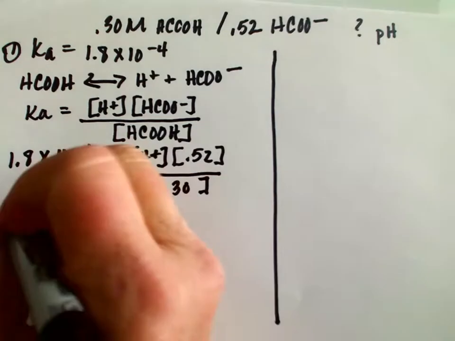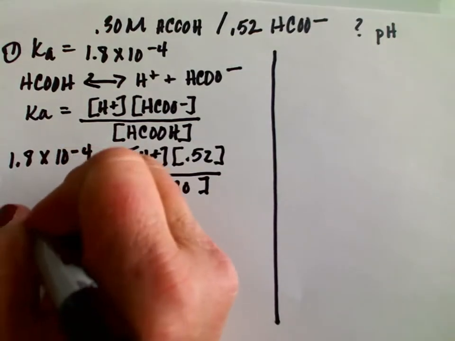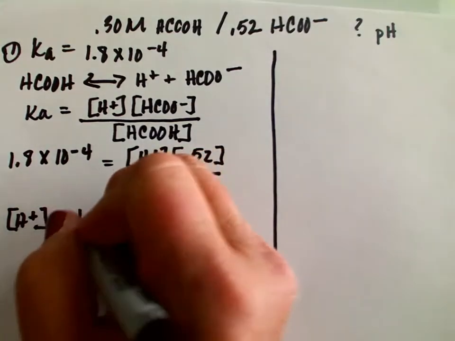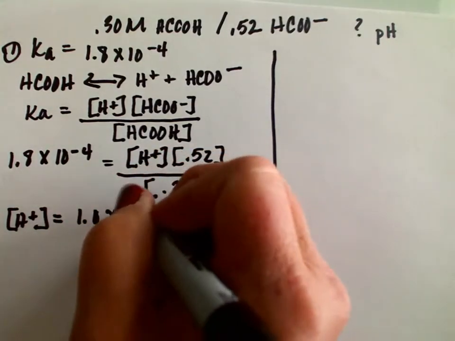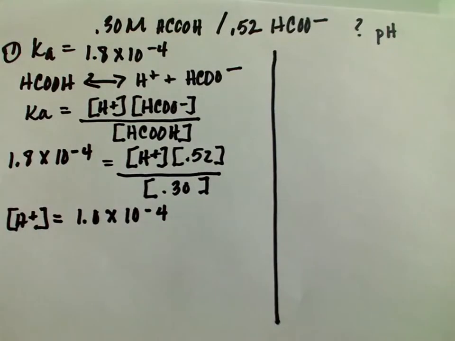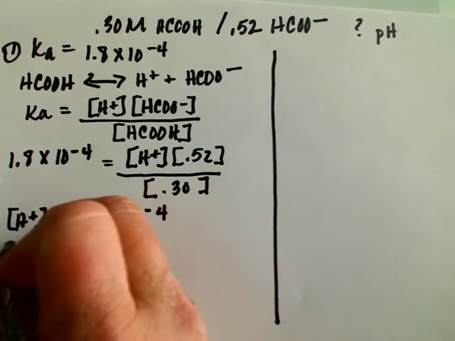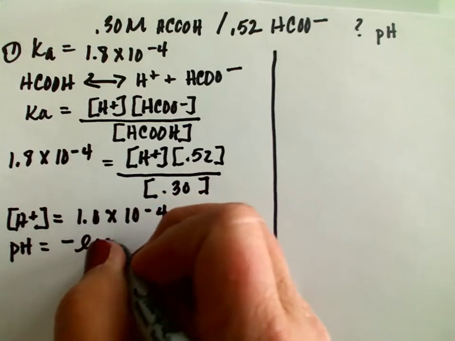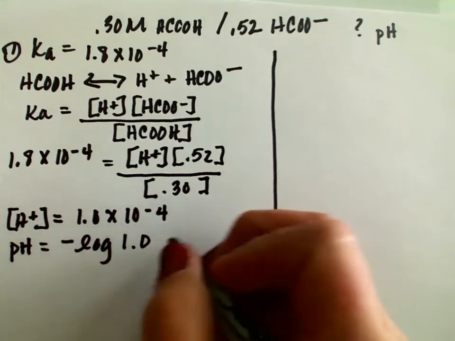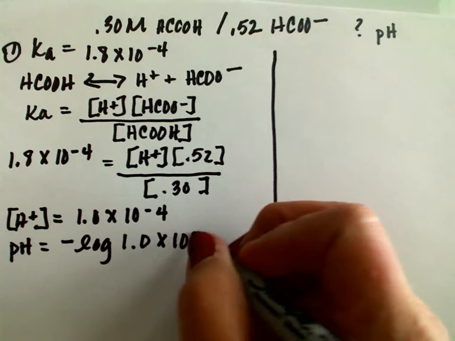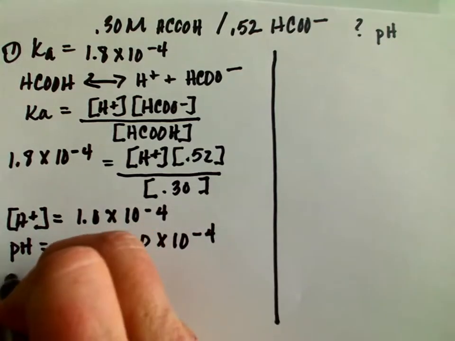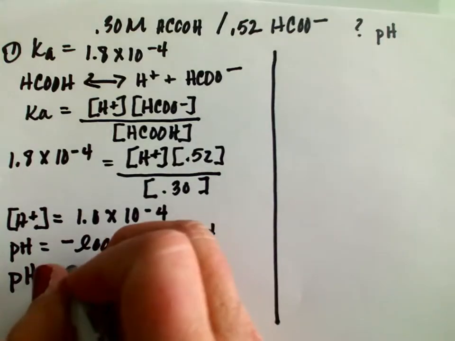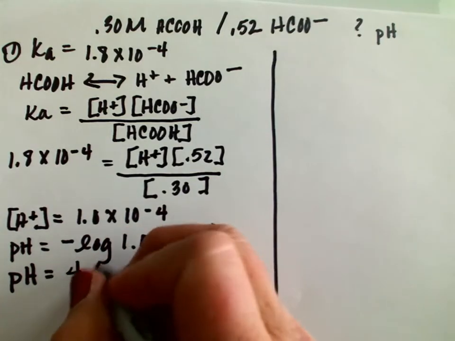So in this case, hydrogen ion concentration equals 1.0 times 10 to the minus 4. And pH equals negative log of that concentration. So our pH then is 4.00.